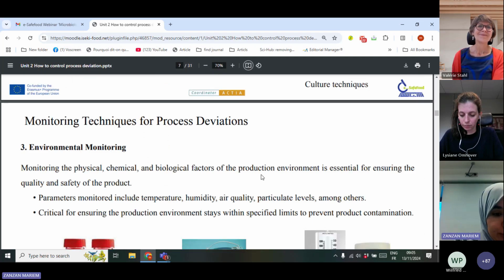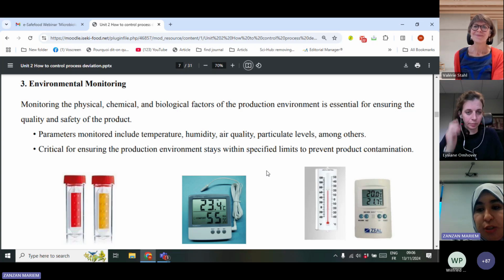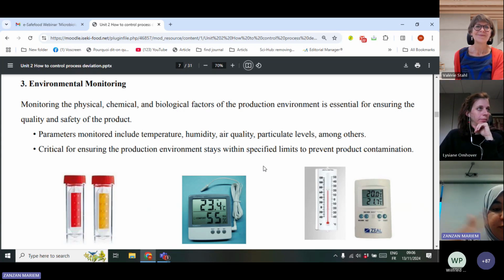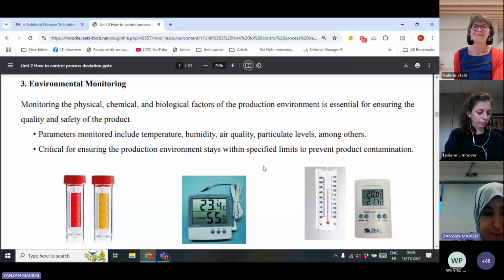So when we talk about environment, it means monitoring the physical, chemical, and biological factors of the production environment. This is essential for ensuring the quality and the safety of the product. There are different key factors, which can include temperature, humidity, air quality, and particulate levels. As an example, if the level of temperature or humidity is below the requirement, it will increase the microbial contamination during the process.